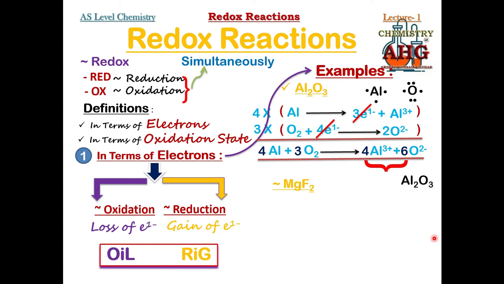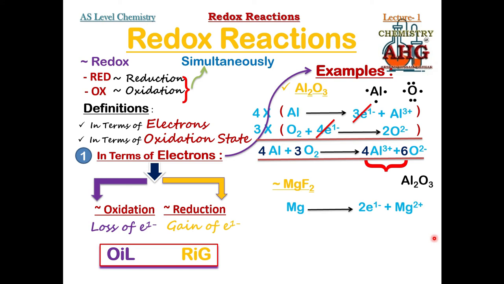Okay students, if you have written, first of all you must look at the group number of Mg. Mg belongs to group number 2. So Mg will lose how many electrons? It will lose 2 electrons. After the loss of 2 electrons, Mg will get a charge of 2 positive. Now this is oxidation. Fluorine F2 belongs to group 17.